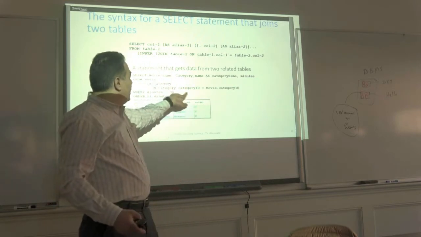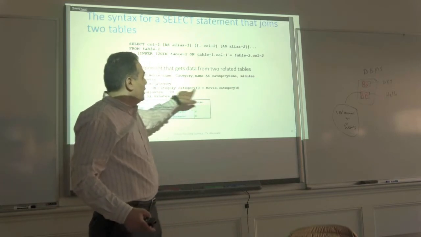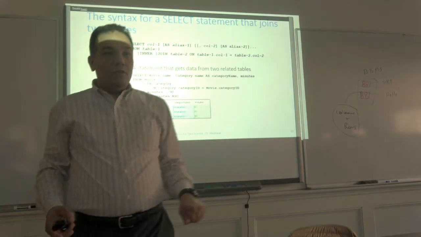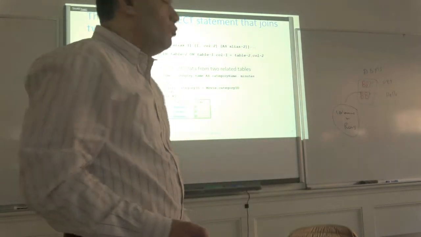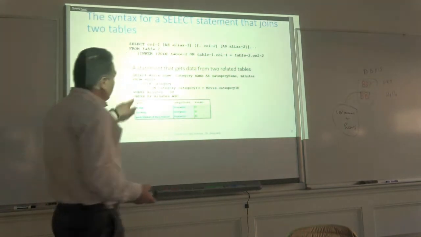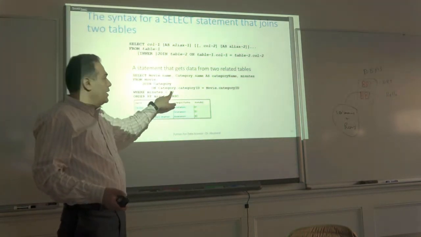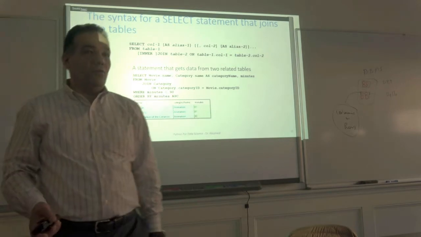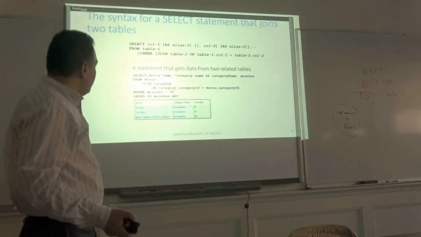So this here is a primary key. In here it's what? A foreign key. So we join the two tables. When we join the two tables, then I use the where statement, minutes less than 90, and order by whatever. Okay. So in here, what happened?